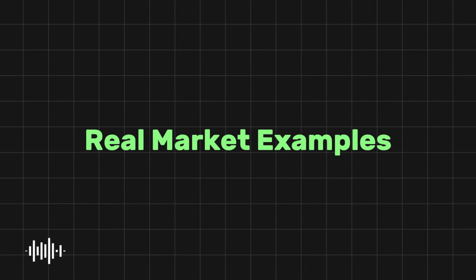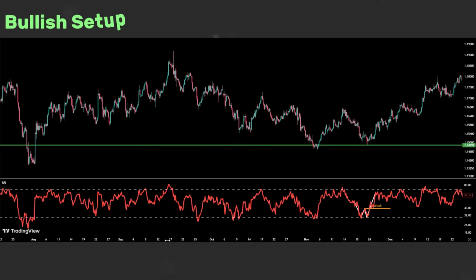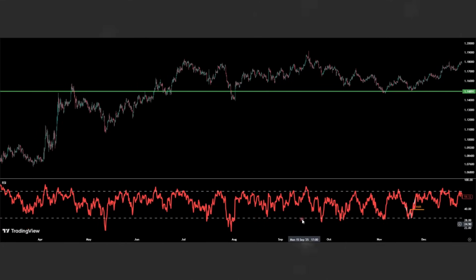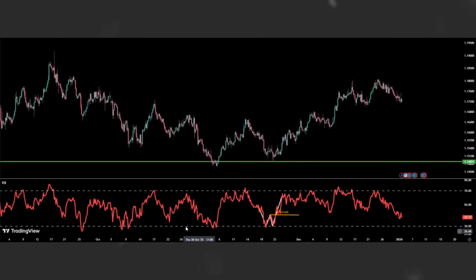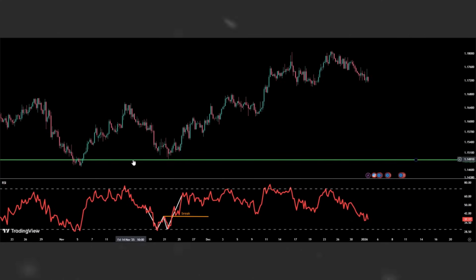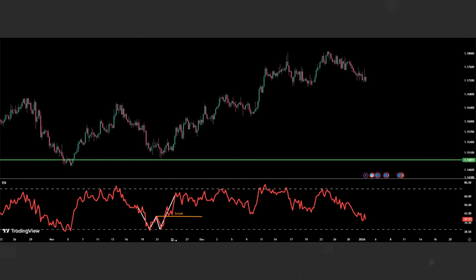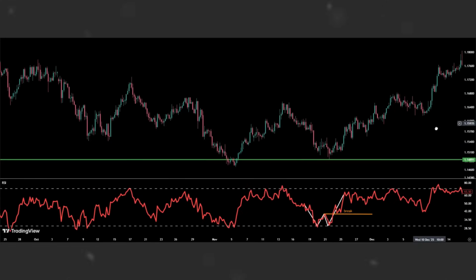Real market examples. Bullish setup. Look at this chart with me. First, notice the strong support level here. The price has bounced from this level a few times before, so it's a good area to watch for a reversal. As the price approaches this support, look at how the candles start to shrink. The previous strong downward movement is slowing down, which tells us that the market is losing momentum.